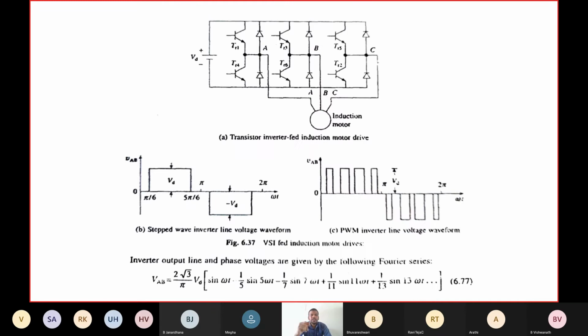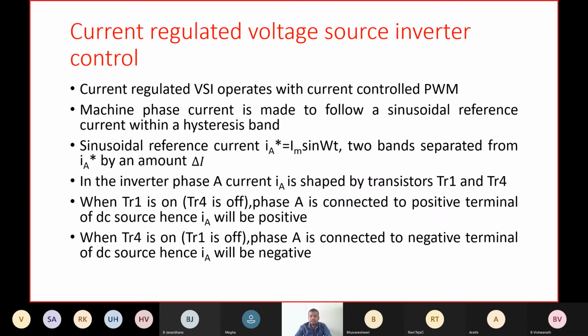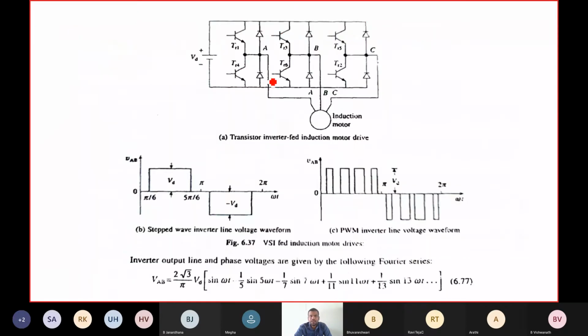And in the inverter phase A, current IA is shaped by transistors TR1 and TR4. So this is our voltage source inverter. In this voltage source inverter, we have three legs: IA, IB, IC. Here IA is flowing through TR1 and TR4, IB will be flowing through TR3 and TR6, and IC will be flowing through TR5 and TR2. Now I am going to consider this band for IA star.